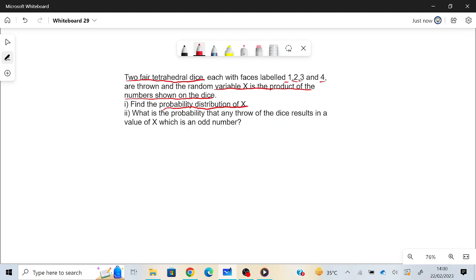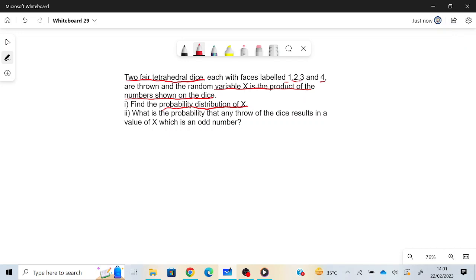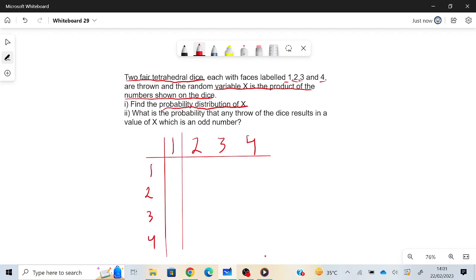Now before I go into the probability distribution table, this question requires us to do something else. It says 2 fair tetrahedral dice, each with faces labeled 1, 2, 3, and 4, are thrown, and the random variable x is the product of the numbers shown on the dice. Because there are 2 dice, we can have something like this. I have 1, 2, 3, or 4. Likewise, I can have 1, 2, 3, or 4. Let these two separate 1, 2, 3, 4s represent a die. So we just create a mini sort of table here, which would greatly aid us in solving this question and questions similar to this.